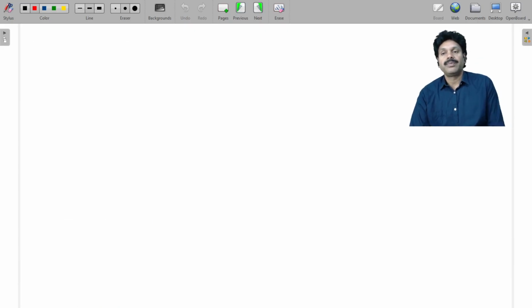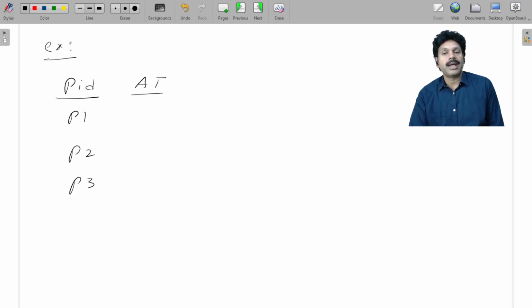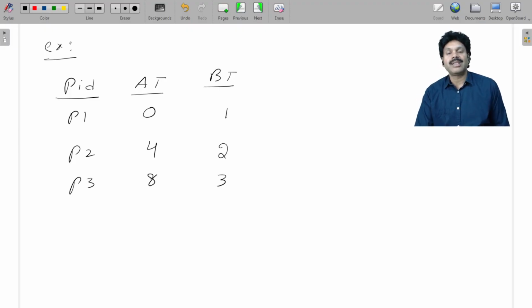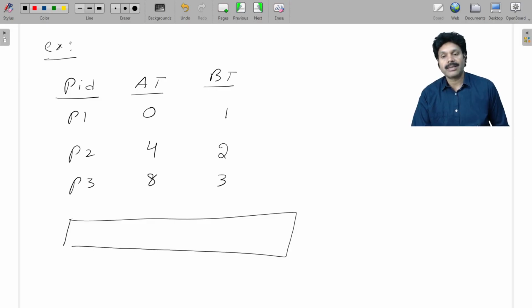So let me do another scenario. Process IDs P1, P2 and P3. Arrival times 0, 4 and 8. Burst times are 1, 2 and 3. So this is a different question. We'll be shocked by seeing this kind of example. So let us see the Gantt chart. So this is your Gantt chart.